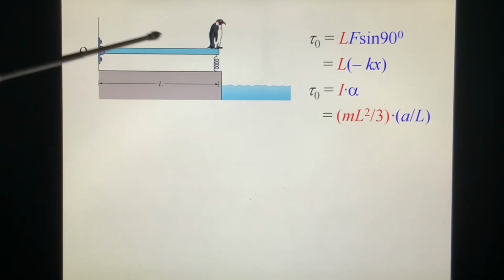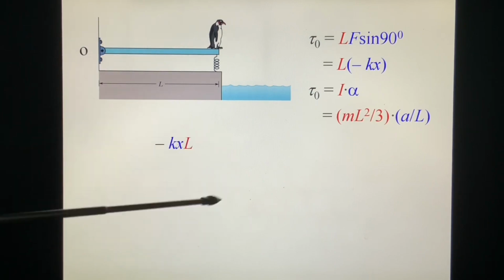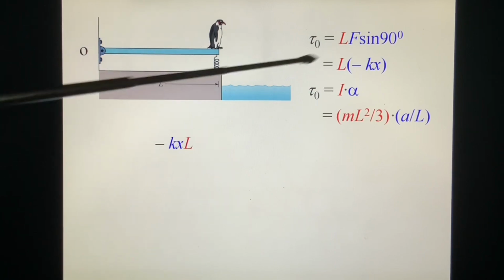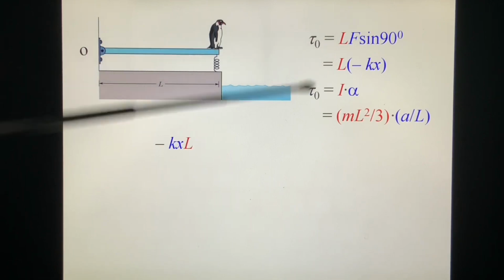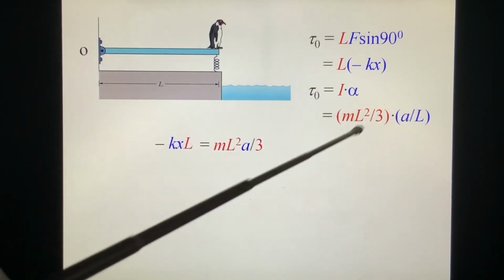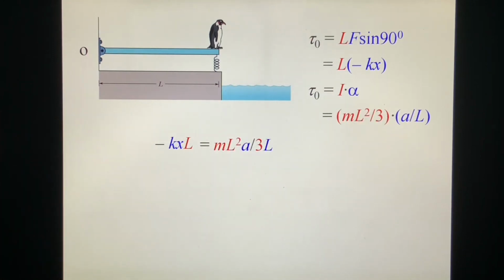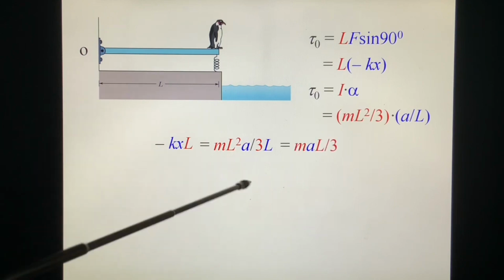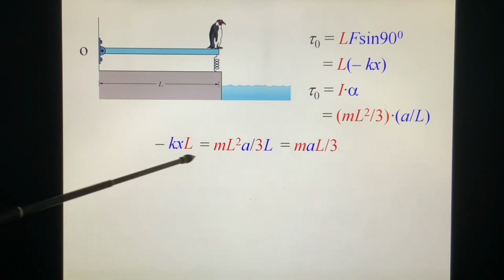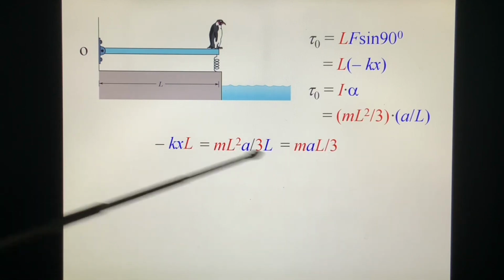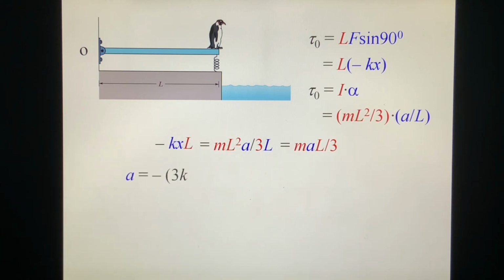The alpha is equal to a over L. And then we see this one, torque equal to this. These two are the same thing. And we cancel the one L. We found that this is equal to m, this is L, and this L cancels out. And finally, we found a equals minus 3k over m times x.